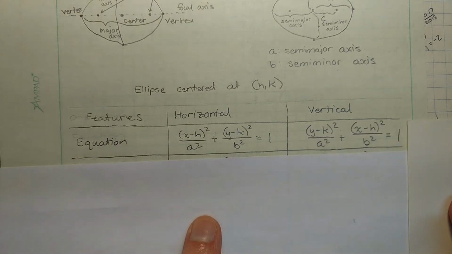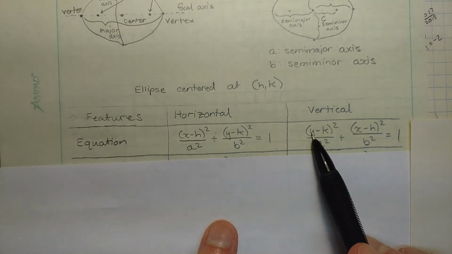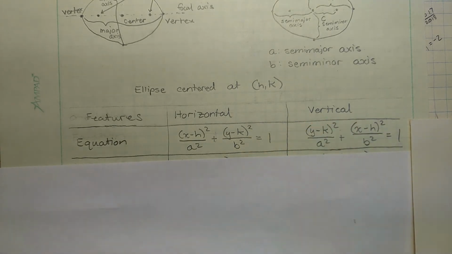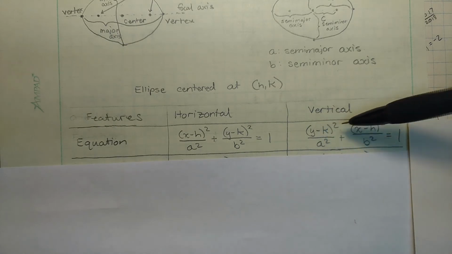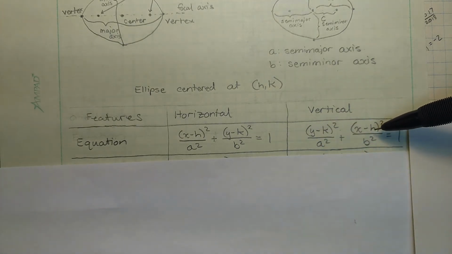Vertical looks just the opposite. Notice now the bigger denominator is under the Y. And it doesn't matter what order you put these in, you look for which one has the bigger denominator, the X or the Y. If the X term has the bigger denominator, it is horizontal. If the Y term has the bigger denominator, it is vertical. So other than that, notice it's just like a parabola. The K pairs up with the Y and the H pairs up with the X.